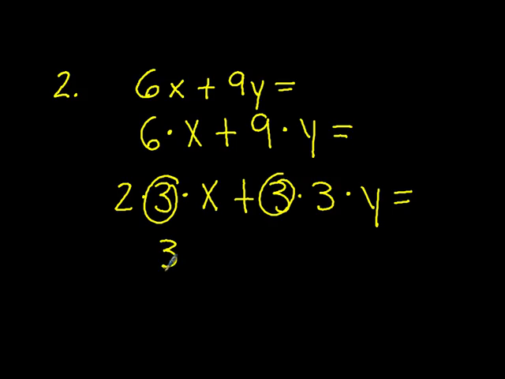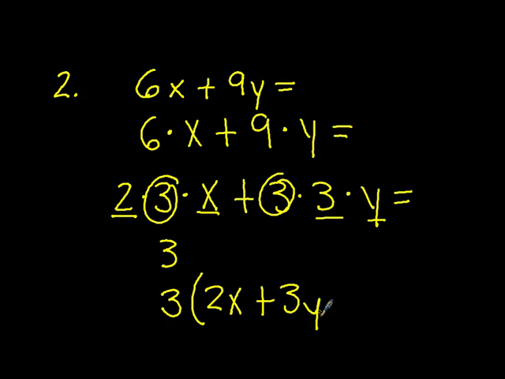How can we use the GCF to rewrite this? I will factor out 3 from both terms and place it in front of the parentheses. I will place what is left in terms inside the parentheses. So my 3 will go on the outside, and I have 2x plus 3y.